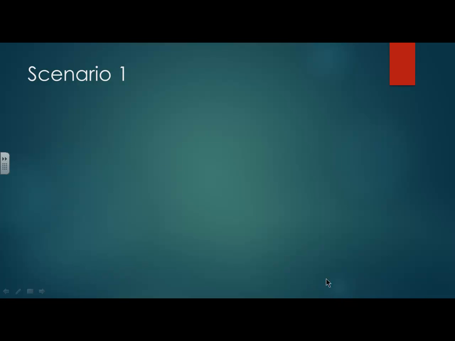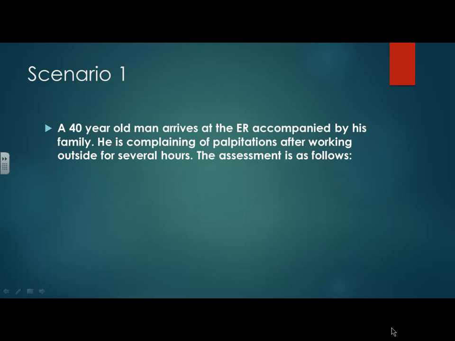If you got something to write down, you don't have to write the whole scenario down, but 40-year-old man arrives at the ER accompanied by his family. He is complaining of palpitations after working outside for several hours. The assessment is as follows. So first off, what if somebody tells you they're complaining of palpitations? What are they really complaining of? What is that?